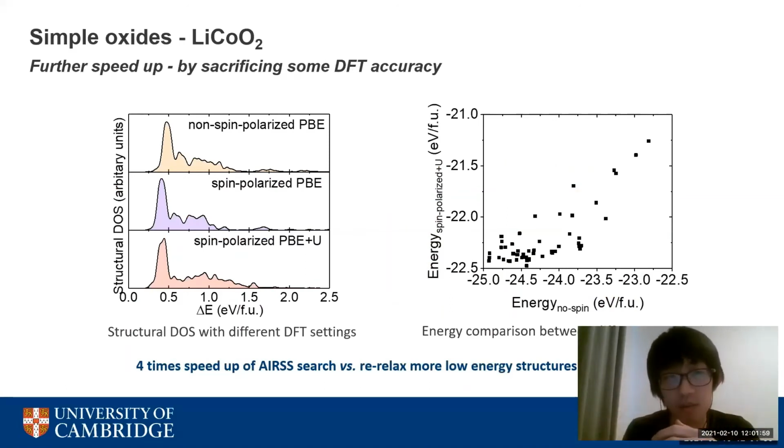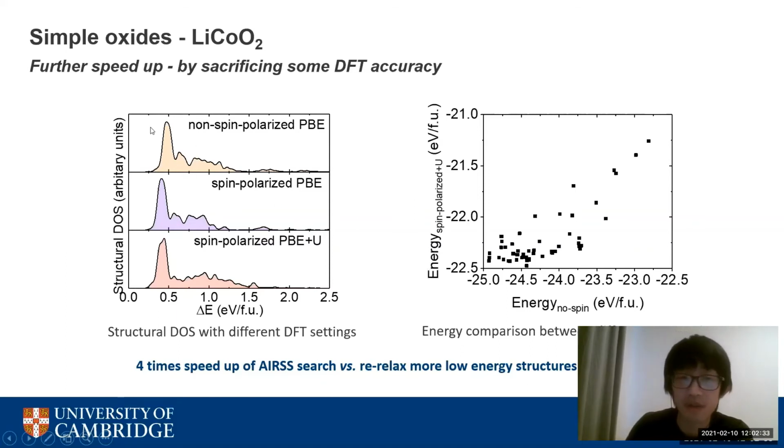Another factor is to accelerate the DFT calculations. If you think about it, the most time-consuming step of the AIRSS search is structural relaxation during the DFT. So we better speed it up. There's a very easy way to do that. We can just turn off some of the knobs in the DFT calculations. For example, we can turn off the spin. We can exclude the correction terms like +U.